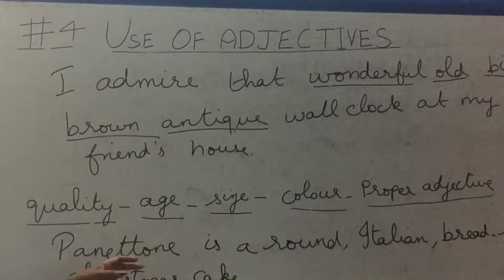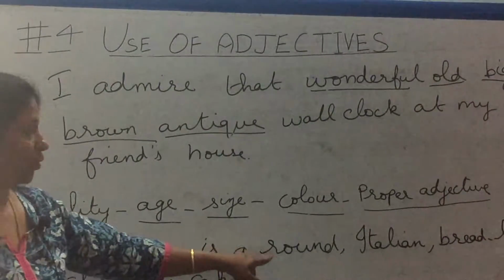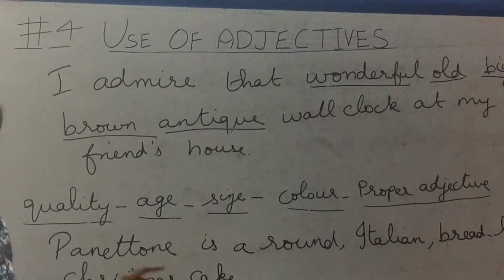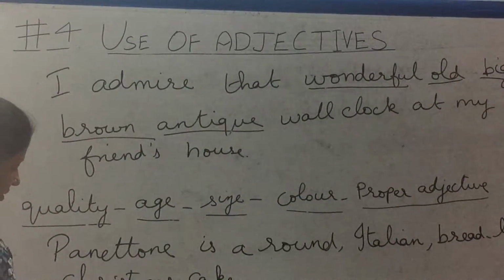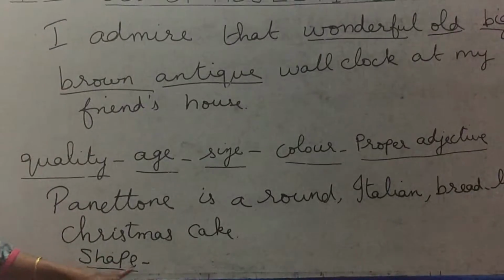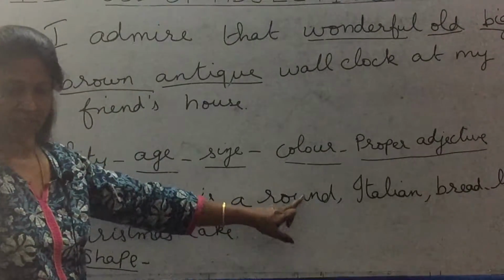Okay, so here I am telling: Panettone is a round Italian bread-like Christmas cake. So here, what is the order? First I am telling the shape of this dish. So this should be the order. Shape: it's round.